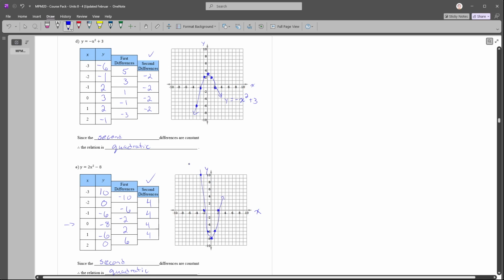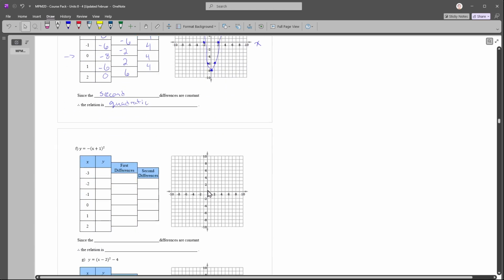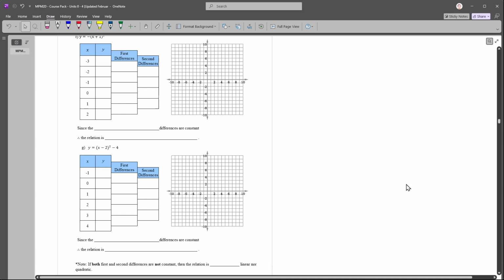Not my best work. And then we have y is equal to 2x squared minus 8. Okay. Two more to go, and then that'll be the end for this lesson. So hopefully these are starting to come a little bit quicker now. And it's all just a matter of substitution, substitution, substitution. Okay?